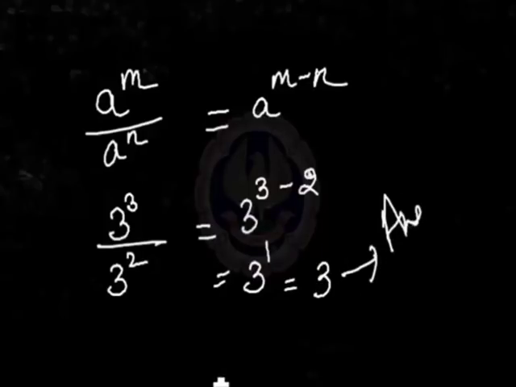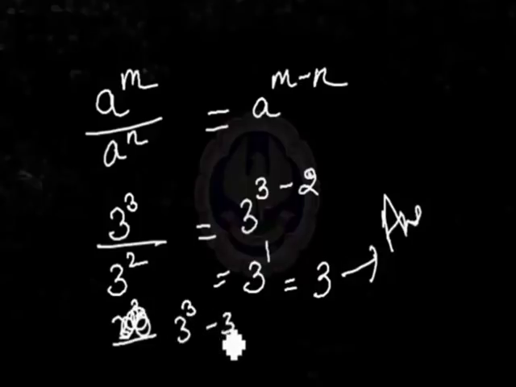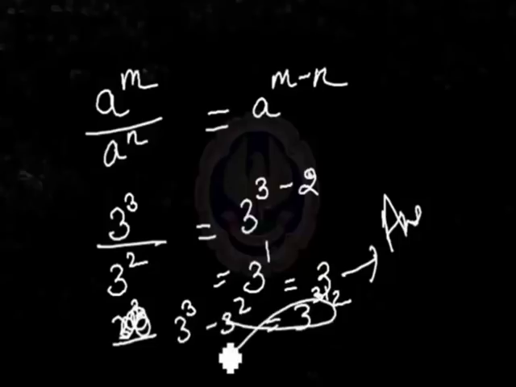I'm again writing this for you. Please remember that if we have something like 3 to the power 3 minus 3 to the power 2, this cannot be written as 3 to the power 3 by 2. This is wrong.